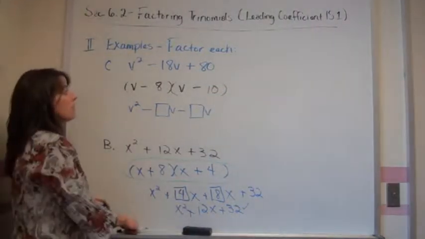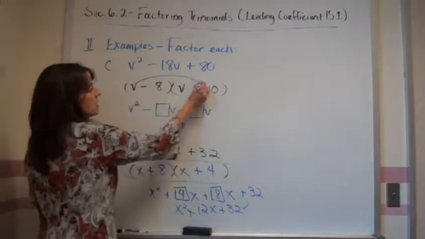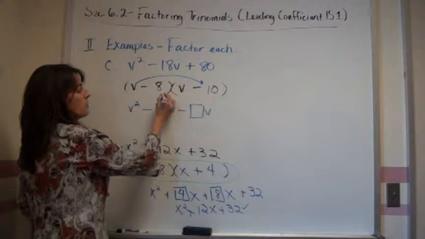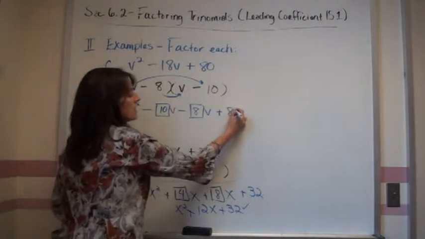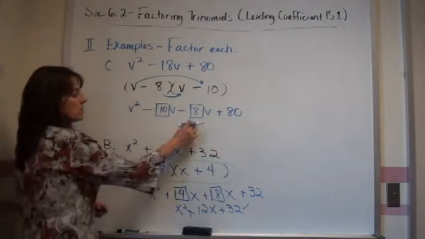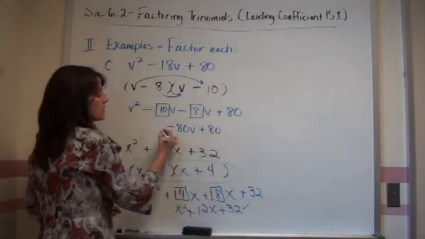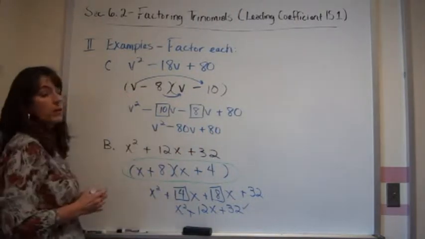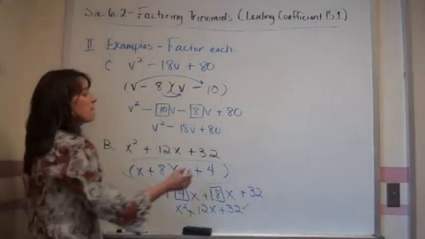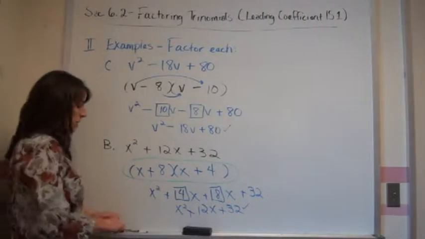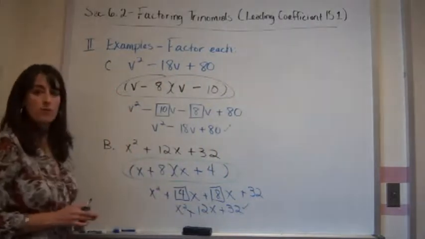So now when I check it by FOIL, v times v will give me v squared, and v times negative 10 will give me a negative 10v. On the inside, negative 8 times v is a negative 8v, and in the back I'm going to get a positive 80. So that when I combine these two middle terms here, sure enough, I do get a negative 18v. Oh, sorry, my apologies, that's a negative 18. And like we said before, this is exactly what I started with. So since I got what I started with, I know that it's right, and I know, in fact, that this is the right answer. There's my factored form.